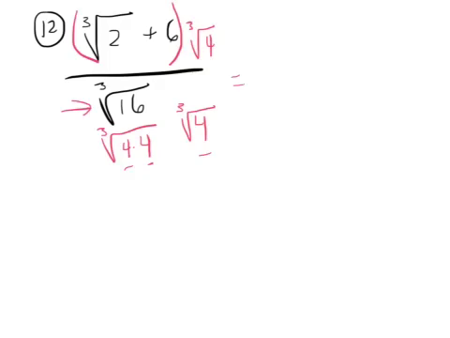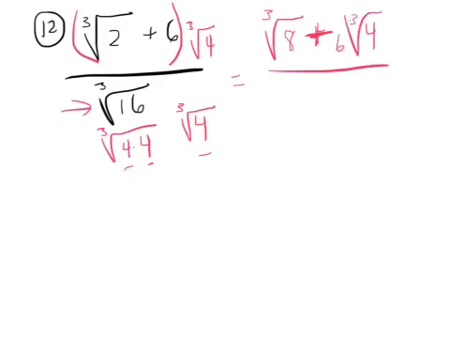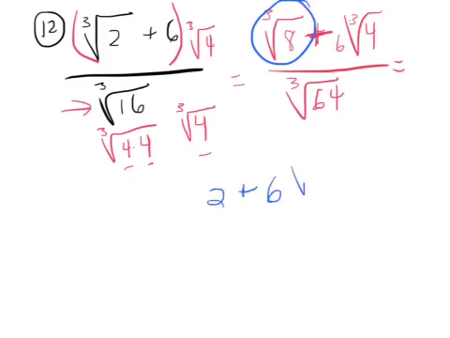So here we go. I'm going to multiply top and bottom by cube root of 4. In the numerator, it's going to give me the cube root of 4 times 2, which is 8, plus 6 cube root of 4 over the cube root of 64. And now simplifying, the cube root of 8 is 2, plus 6 cube root of 4. And the cube root of 64 is 4.